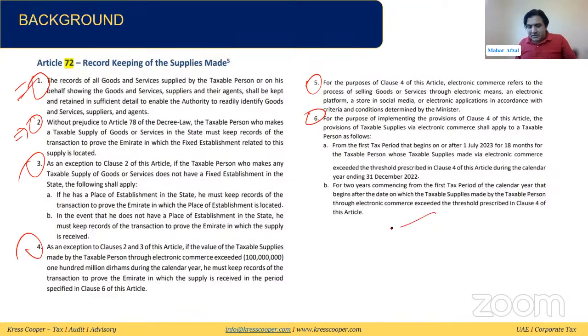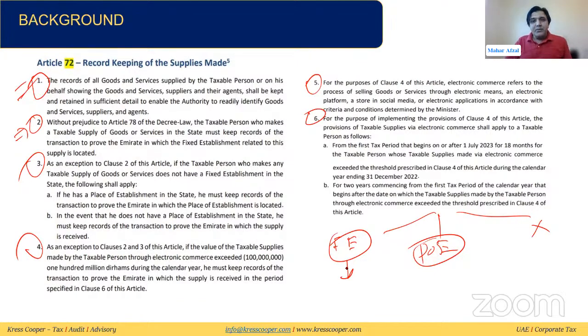So three things are there. First is a fixed establishment. Second is a place of establishment. And third, there is no fixed establishment and no place of establishment. If there is a fixed establishment, we need to report the supply in the Emirate of the fixed establishment very closely related to the supply.